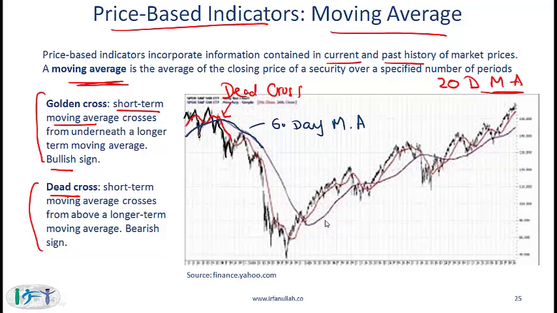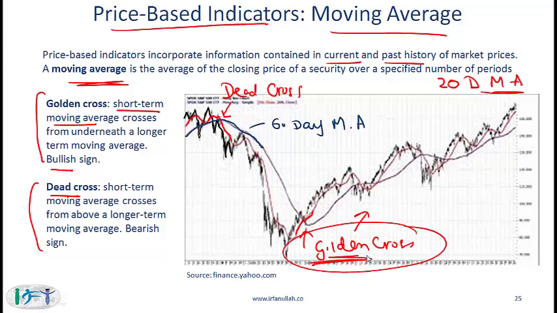Another situation which you have over here, this is a golden cross because the red line, the short-term average, is crossing the blue line from bottom to top. This means that the recent prices are heading upwards and it is a buy signal. That's why it's called a golden cross.